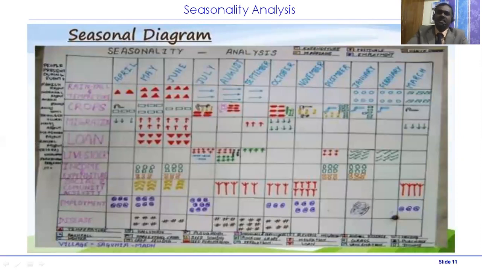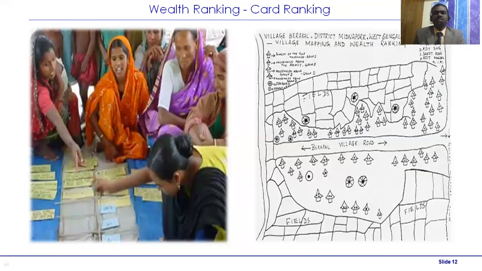There is another technique called seasonality analysis. For example, if you take agricultural households, in some months they will be busy, and in some months they may not have any work. To understand this, we can conduct seasonality analysis so that we can find out which months they are not having jobs. So we can facilitate them to get into non-farming activity so that they can get a better income in the communities. So that is another technique.